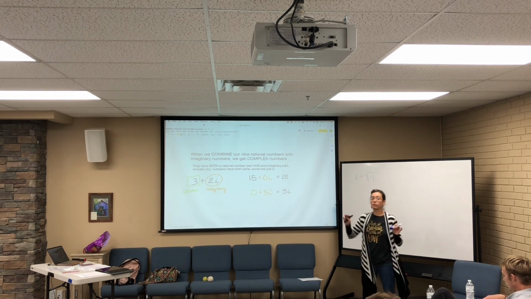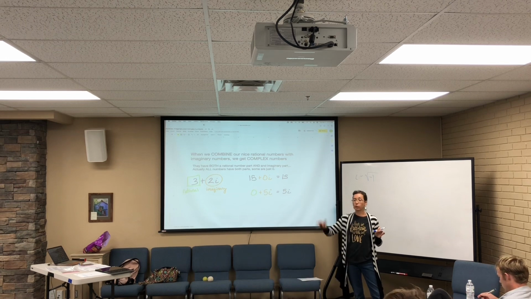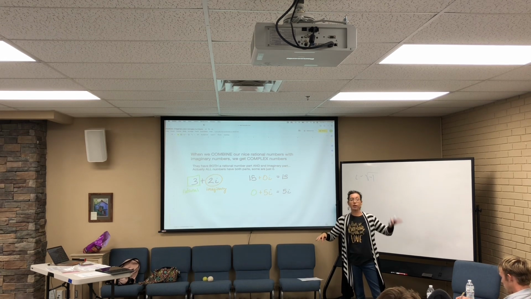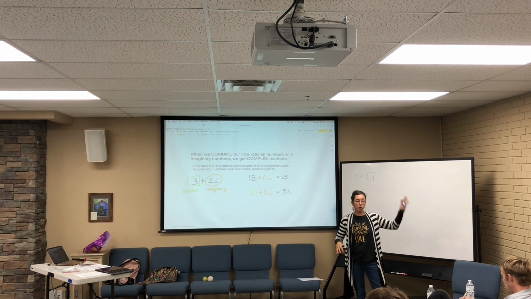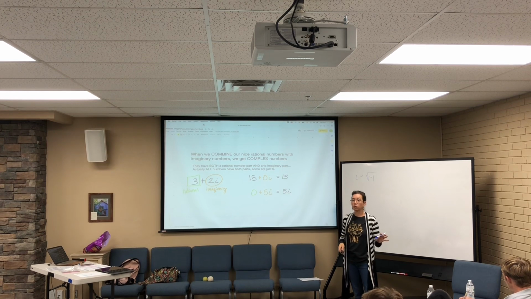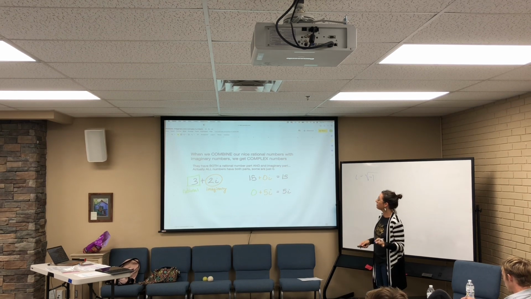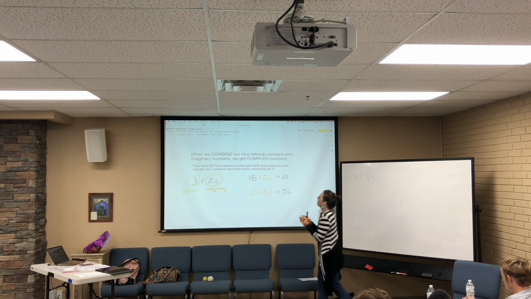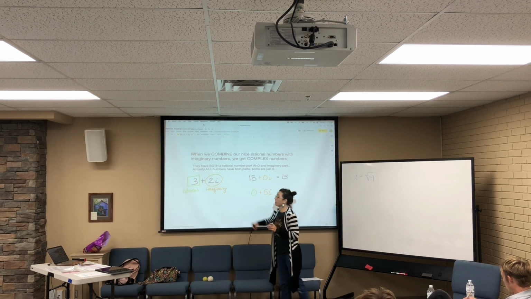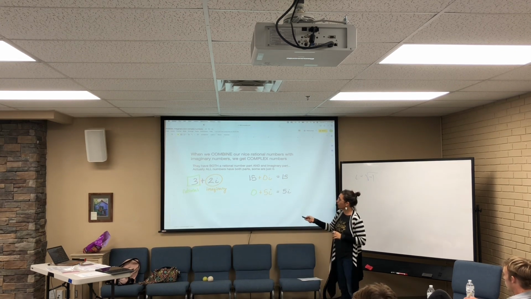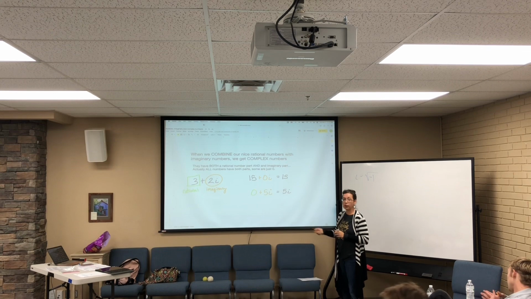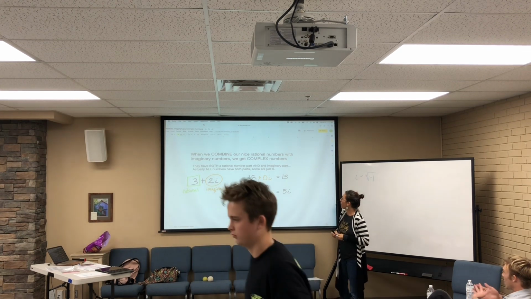What happens when we start combining our real number system with our imaginary number system? We know how to work with our real numbers. Now we know how to work with imaginary numbers, so we can deal with square roots of negative numbers. When we combine them, we get complex numbers. So they have both a rational and an imaginary part. If I have 3 plus 2i, 3 is my rational part, 2i is my imaginary part.